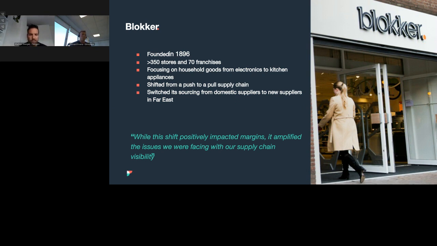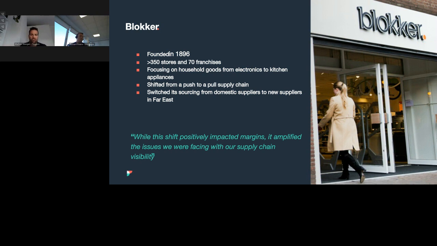It's been out there forever, right? So every person in the Netherlands, I think, knows Blokker. It was founded a long time ago. They have a lot of stores, more than 350 stores. Predominantly in the Netherlands, and they're focusing on household goods, right, and electronics, ranging from electronics to kitchen appliances, etc.